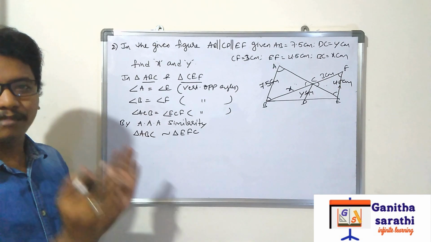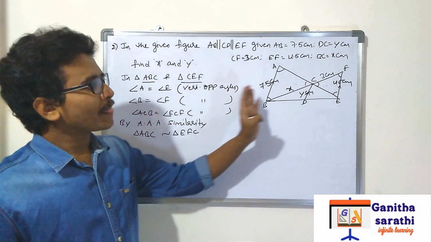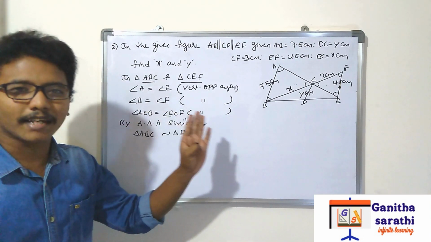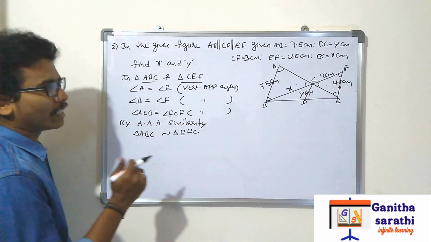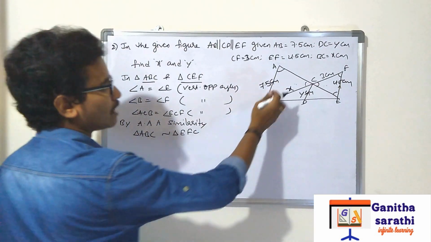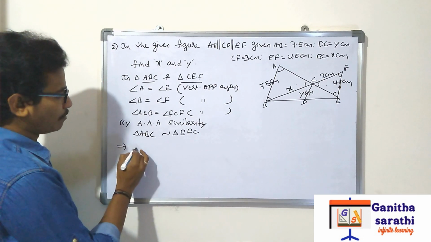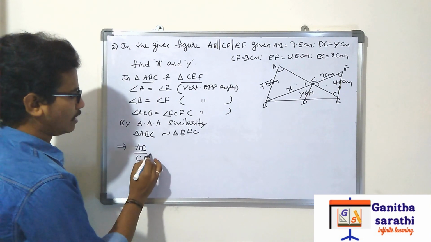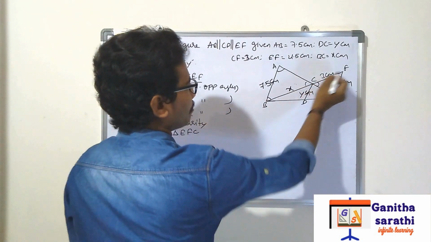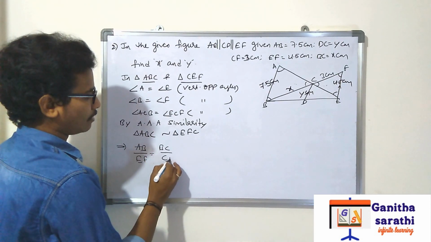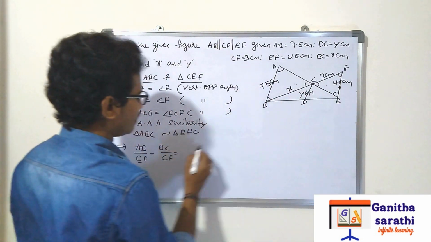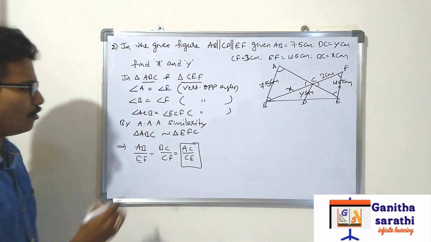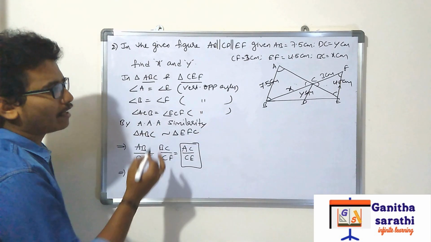Now similarity is proved. Now what we have to prove? We have to prove the sides are in proportion. We know that in similar triangles, if angles are equal, sides will be in proportion. So what are the proportion sides? I am starting with this triangle. AB by EF is equal to BC by CF is equal to AC by CE. There is no need of this AC by CE. You only want these two. Substitute the values and find the value of X.